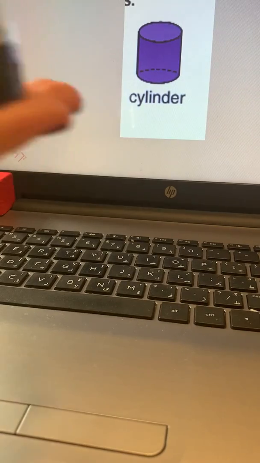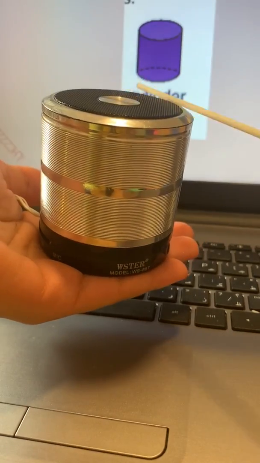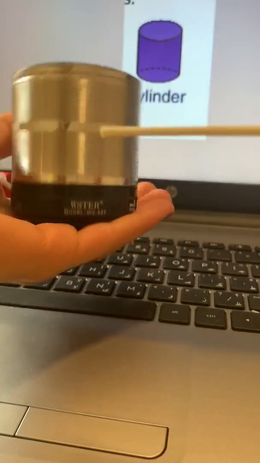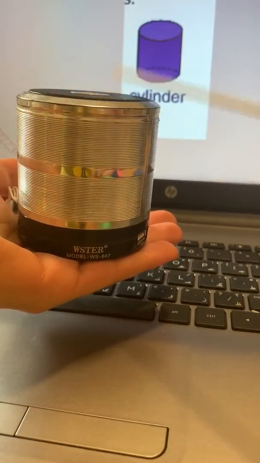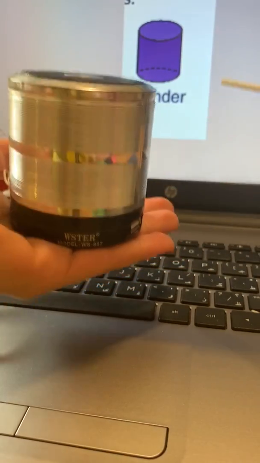Now the last one for today, it's a cylinder. Look at this cylinder. In the cylinder we have this surface, it's flat. We have another one down, it's flat. And here there is a curved surface. So you have 2 flat surfaces and 1 curved surface.